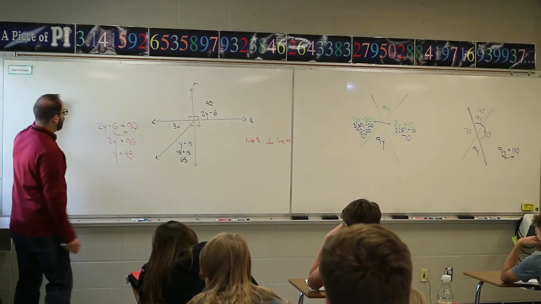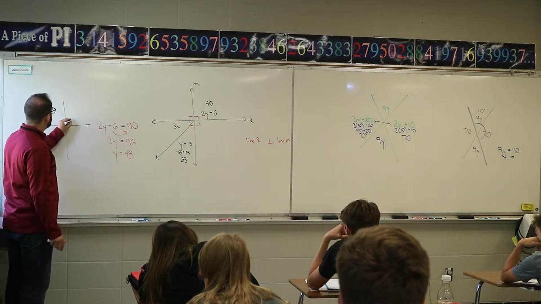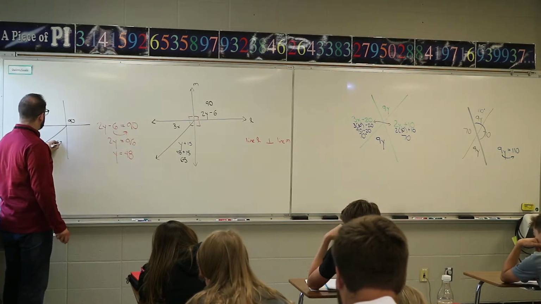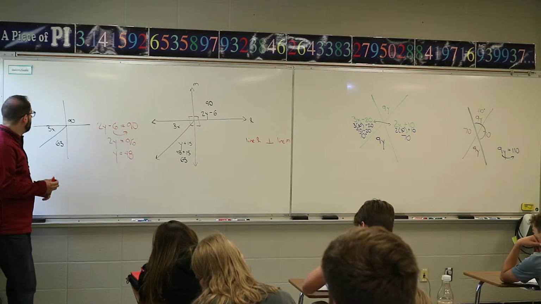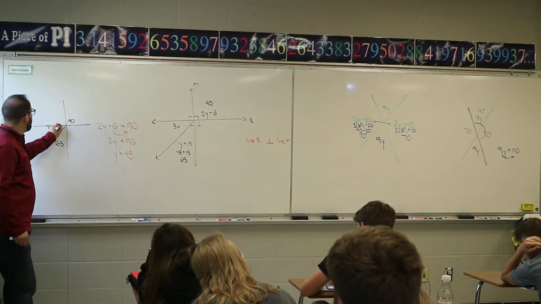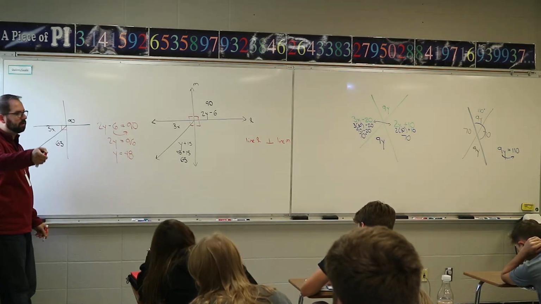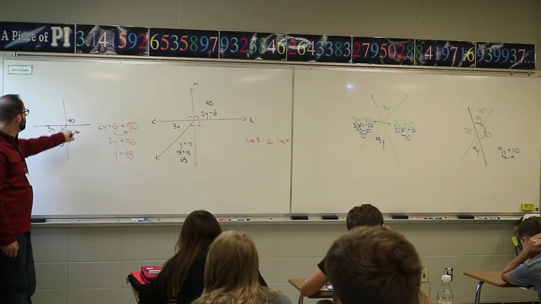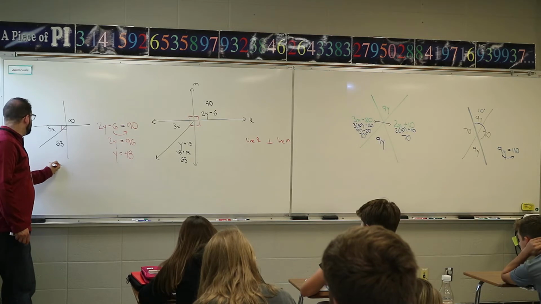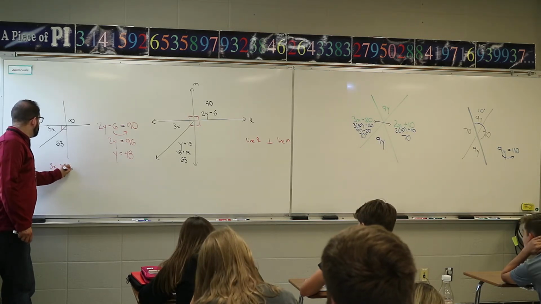I'm going to redraw. Some people just need to see this. This is 90. This is 63. This is a 3x. 63 plus 3x equals 90. Yeah, exactly. And this is the part that you guys were saying earlier. I could add these two together and set equal to that corner. That's what you can do. 3x plus 63 should be equal to 90.